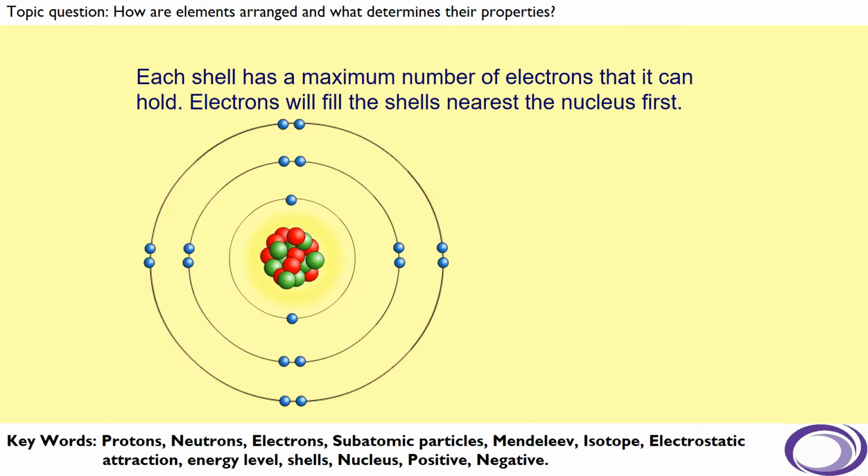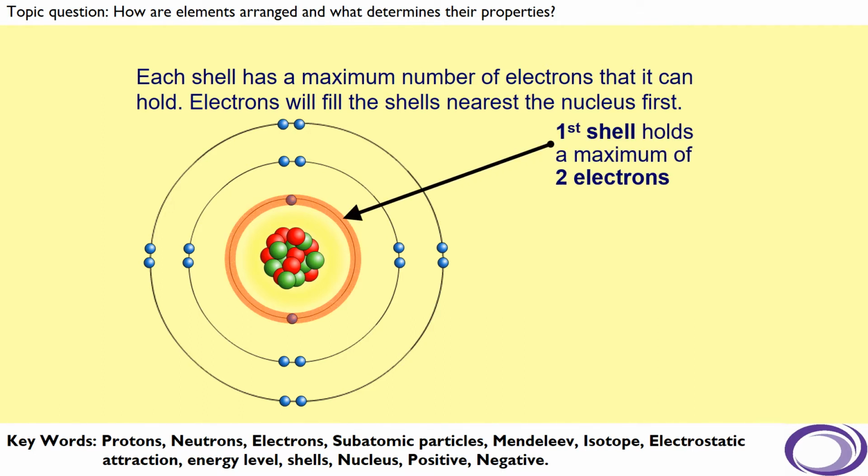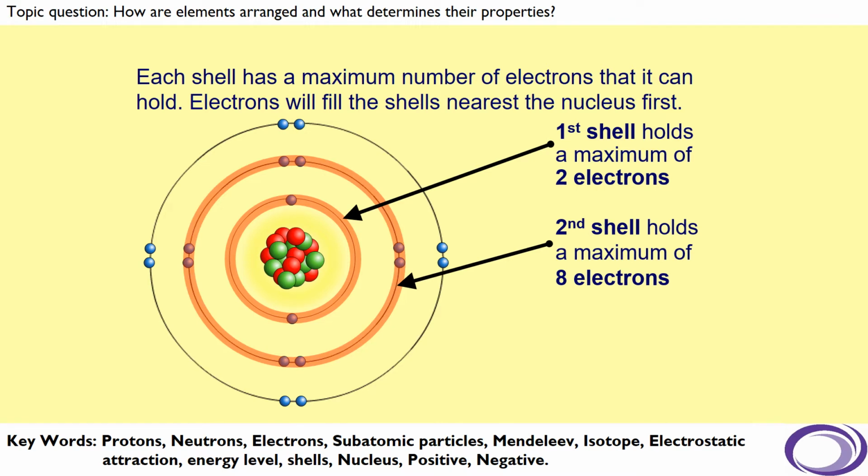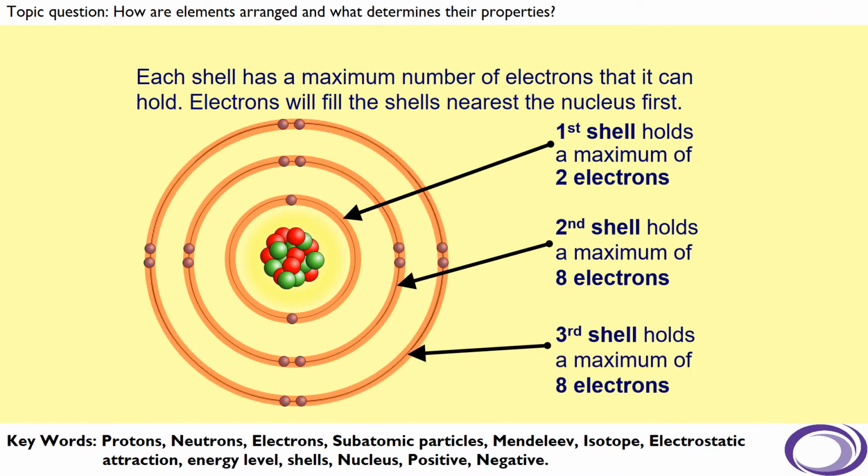So remember that each shell has a maximum number of electrons it can hold, and it fills the first energy level first. So the first shell will hold a maximum of 2 electrons, the second shell holds a maximum of 8 electrons, and then so on.